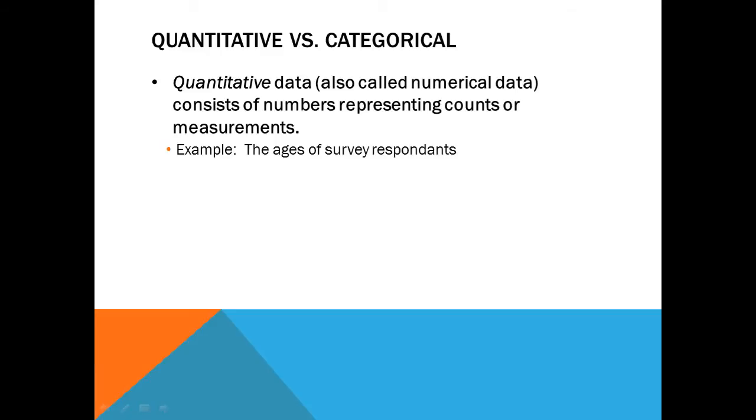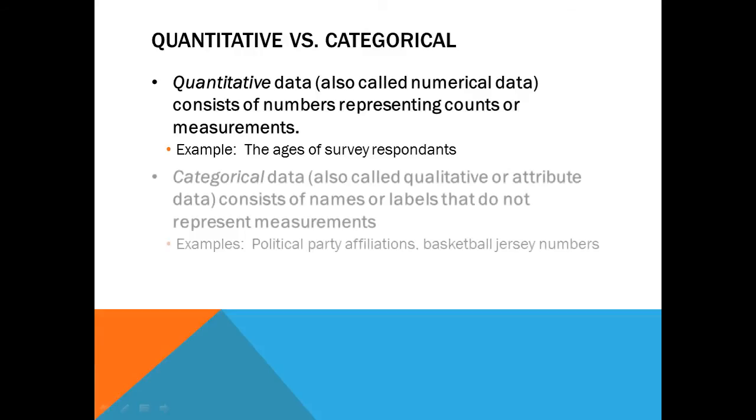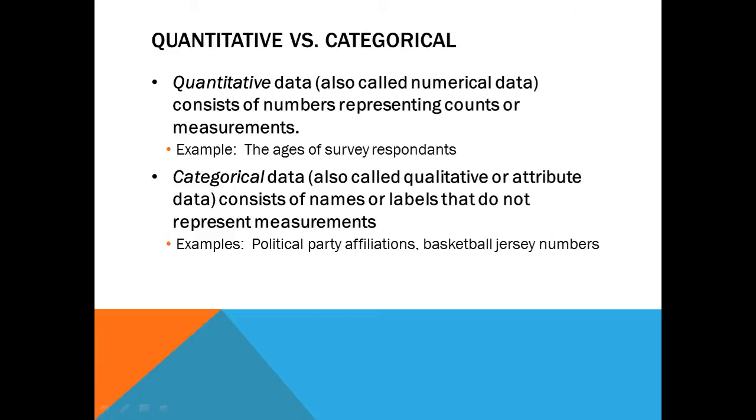Now, the one thing to keep in mind here is that not all data that has to do with numbers is necessarily quantitative data. It can be categorical data or qualitative data, names and labels. And my example there, not only with political party affiliations, but there's basketball jersey numbers. The numbers there don't represent measurements. You don't give the best player on the team number 1 unless he wants number 1. Basketball jersey numbers are done completely at the liking of the player.